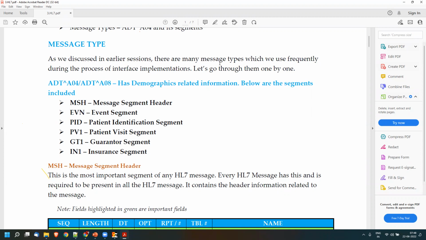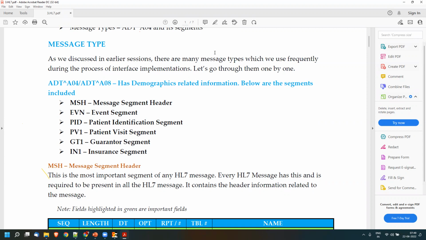So we are going to explore each segment. Apparently, it would have a message segment representing the message segment header, MSH. EVN is a segment which would have event related data. This will tell you what kind of event we are dealing with. PID is the patient identification segment. PV1 is patient visit. GT1 is the guarantor segment where we have guarantor related information. We'll talk more about guarantor down the line. And then we have IN1. IN1 would represent the insurance segment where we have insurance related details sent in the HL7 message.